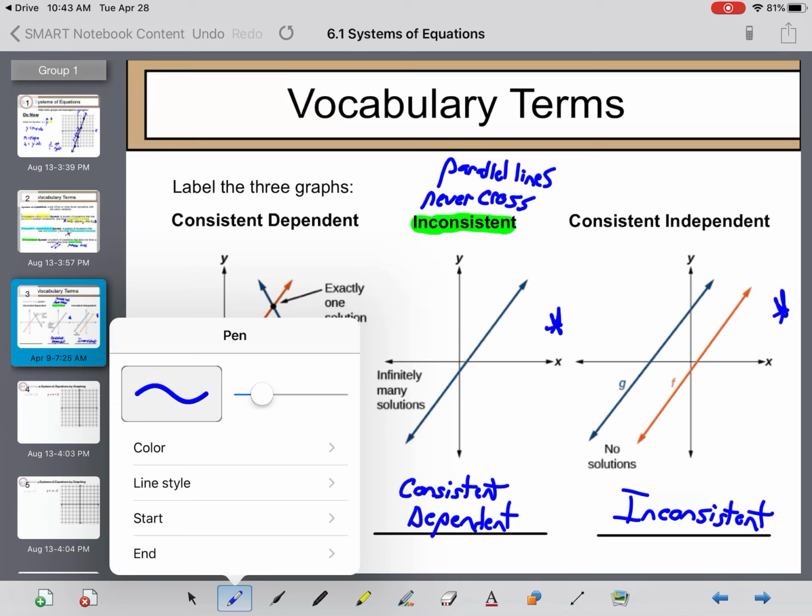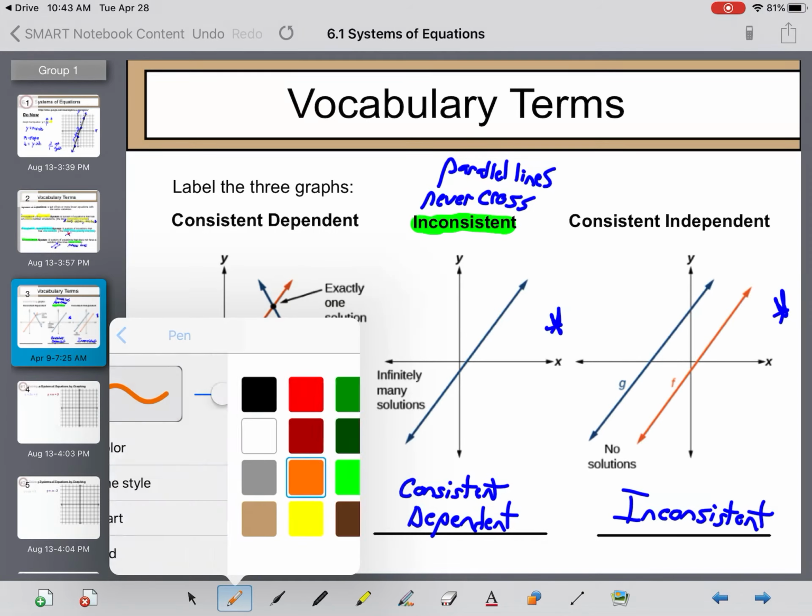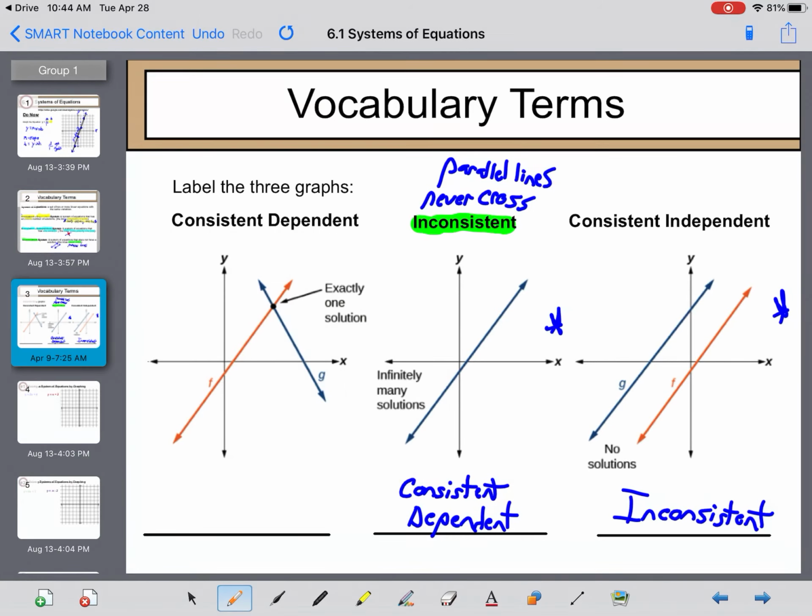Now I only see a blue line. Where did the orange line go? The orange line is actually underneath the blue one. They're totally overlapping each other. So there's two lines here that appear as one, which means every point on the line is a solution. That's why they call it infinite solutions, because every point is a solution.